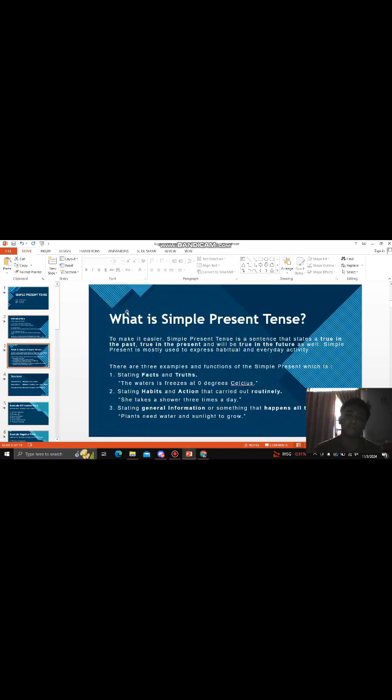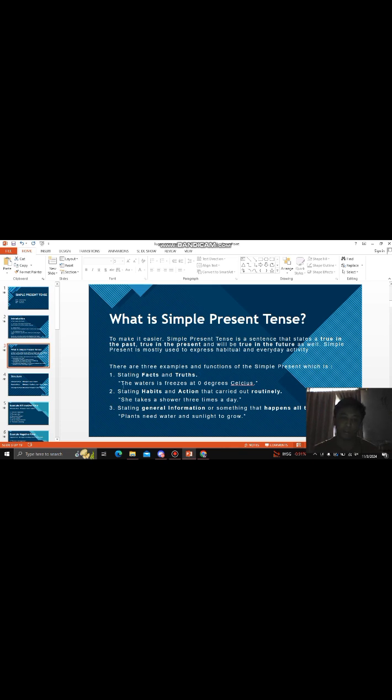Before we start, what is simple present tense? To make it easier, simple present tense is a sentence that's true in the past, true in the present, and will be true in the future as well. Simple present is mostly used to express habitual and everyday activity. There are three examples and functions of simple present, which is stating a fact and truth.